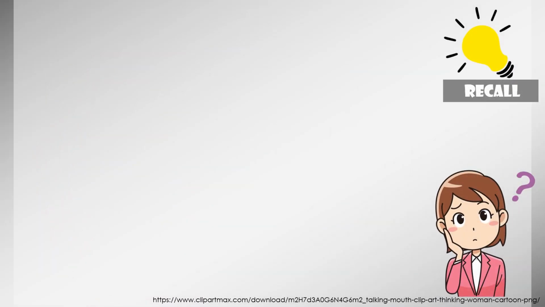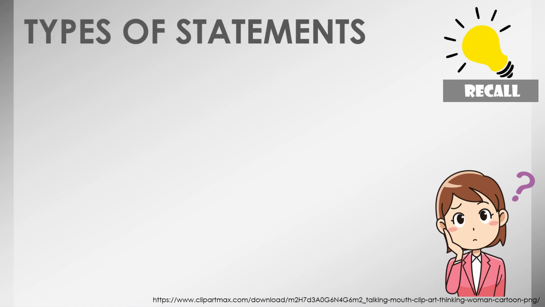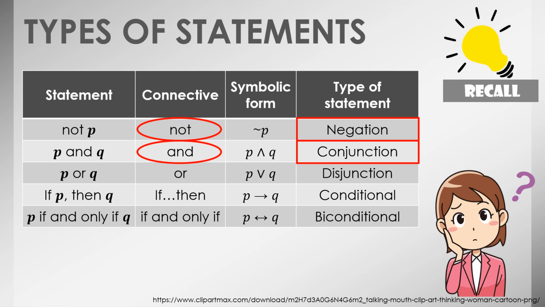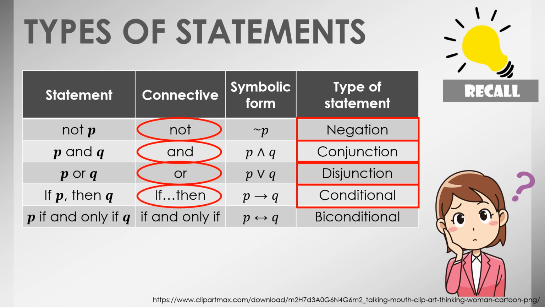Before we proceed to today's discussion, let us first recall the different types of statements that were already introduced in the first part of the discussion for this chapter. Note that in each type of statement, they can easily be differentiated since each of them is represented by a unique connective. For instance, the negation statement and its connective not, the conjunction statement and the connective and, the disjunction statement and the connective or, the conditional statement and its connective if-then, and lastly, the biconditional statement and the connective if and only if.